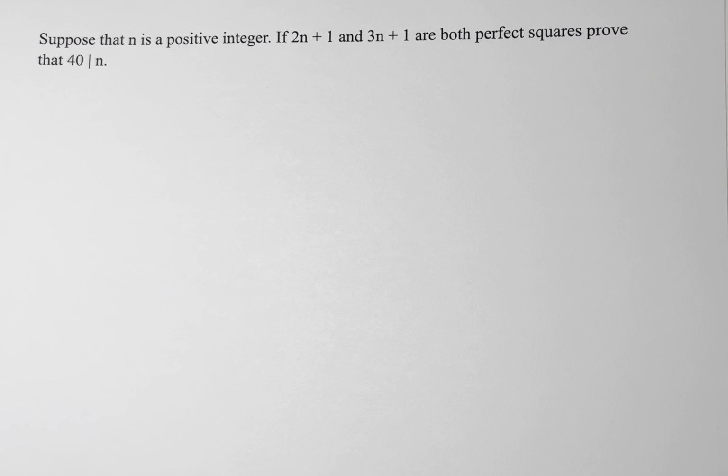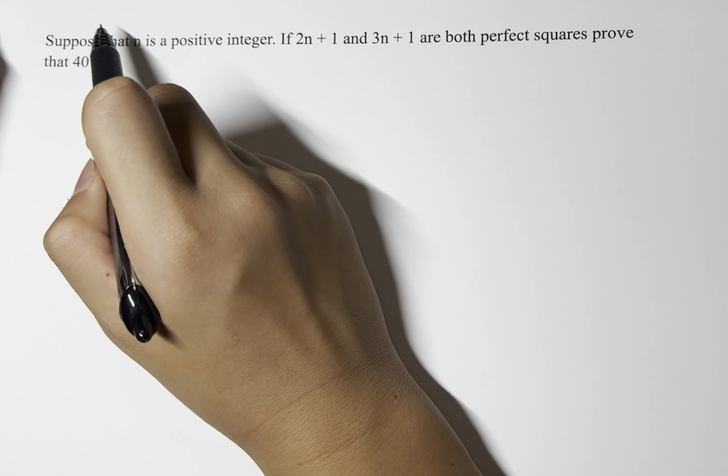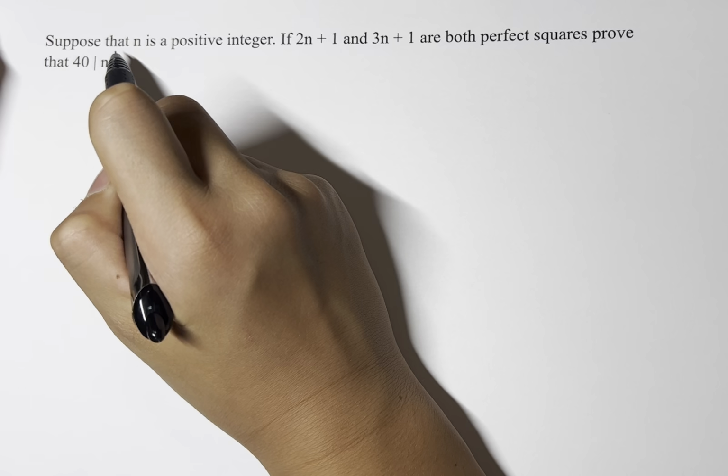In this video, I'll be solving a perfect square problem. Suppose that n is a positive integer. If 2n plus 1 and 3n plus 1 are both perfect squares, prove that 40 is a factor of n. We have two perfect squares here, and we have that 40 is a factor of n. We need to prove this.